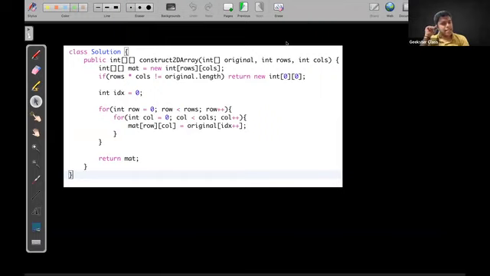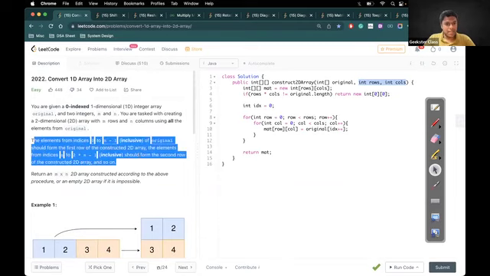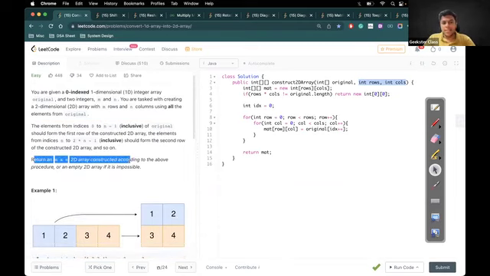Sir, then why are we checking this condition? Because LeetCode is very smart. LeetCode can give us corner cases when the transformation is not possible. They are saying they can also give you a test case if the transformation is not possible. So check for the test case when the transformation is not possible. They are saying return a matrix of m rows n columns according to the above procedure, or an empty array if it is impossible. If it is not possible to create that size of 2D array, return an empty 2D array. That is zero rows, zero columns.